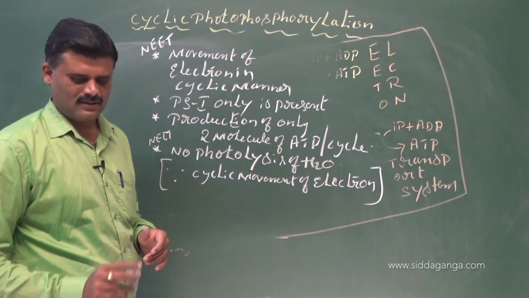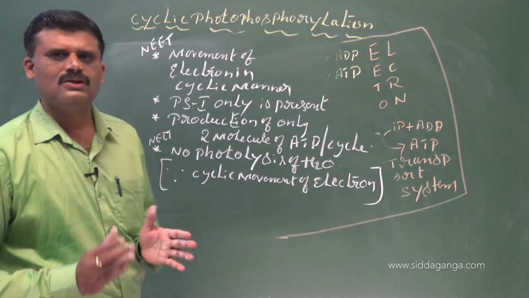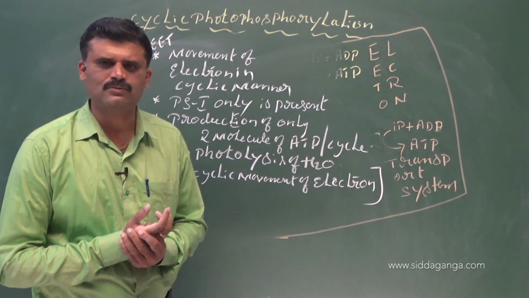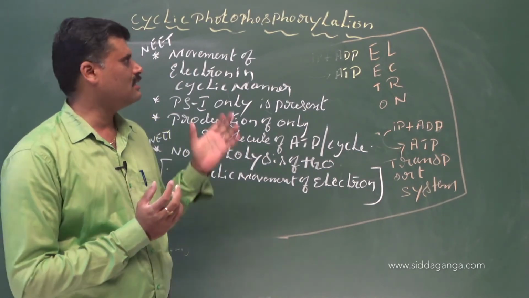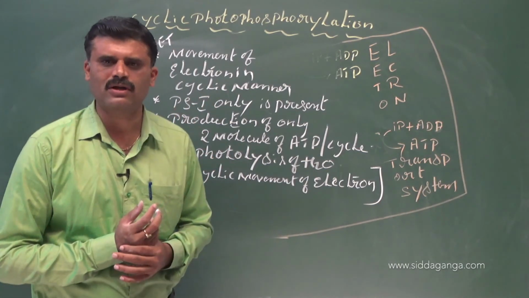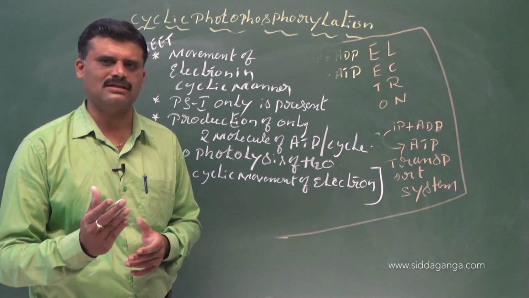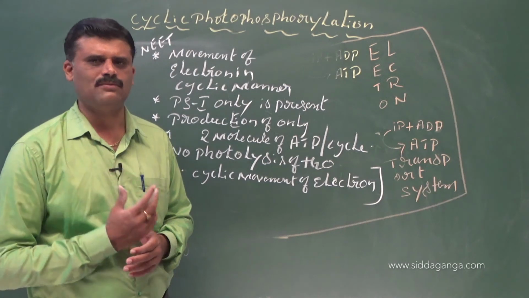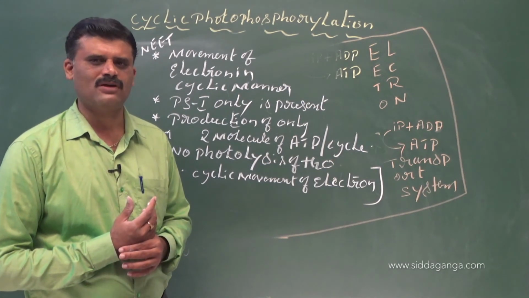Okay. So today's video we discussed phosphorylation and its types, and cyclic photophosphorylation, that is a type of light reaction. In the next class or next video we will discuss non-cyclic photophosphorylation.